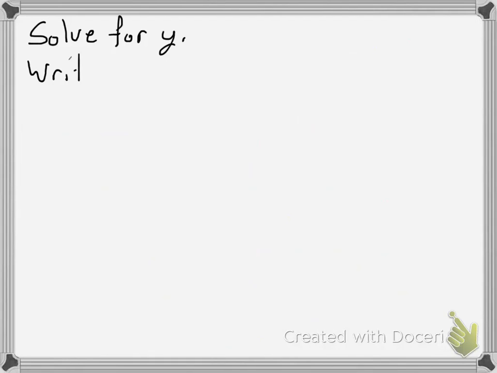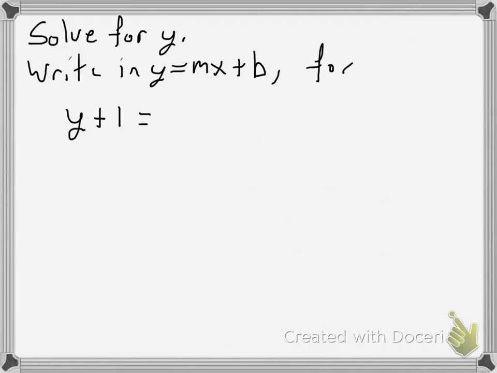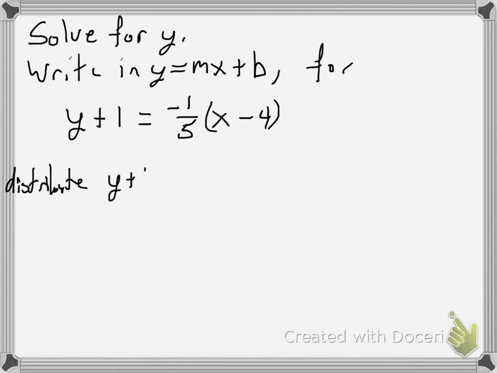And this was solving for y, or writing in the form y equals mx plus b. And our equation was, I think this is the same one we used in class. It might be slightly different. I can't remember exactly what it was. So we have y plus 1 equals negative 1/5 x times the quantity x minus 4. So what we're going to do first is we're going to use the distributive property. We're going to distribute. Let's see what we got here. Okay. The left-hand side is unchanged. It's still y plus 1.